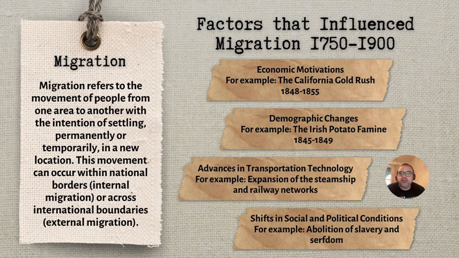So, this lecture focuses on the causes of migration in the period of 1750 to 1900. Here you have four major factors that influence migration around the world: one being economic motivations, two being demographic changes, three being new transportation technologies, and four being shifting political or social conditions. Now, it's not necessary that you record the examples of each of those factors here. These are just to offer you a quick explanation of each. Of course, we're going to explore those factors in more depth as we go.